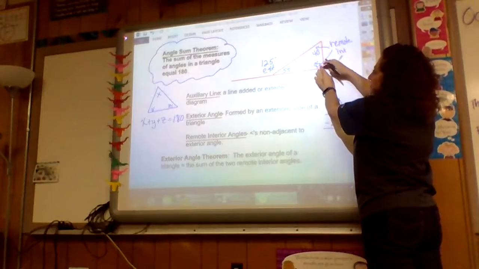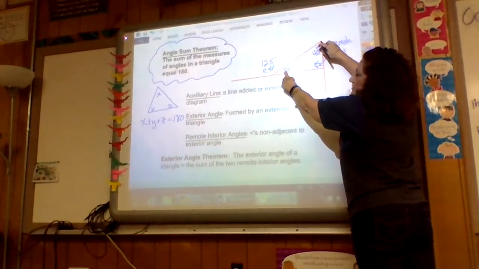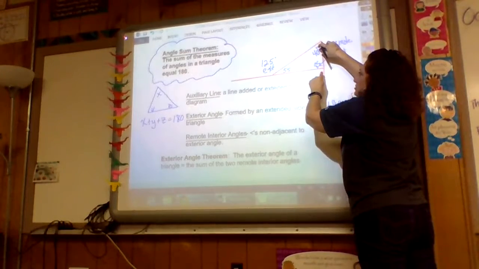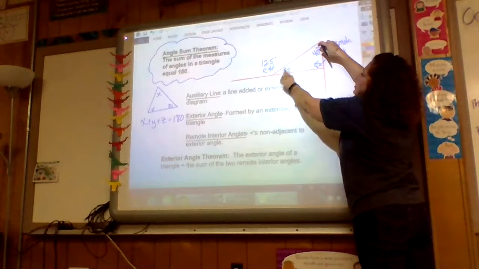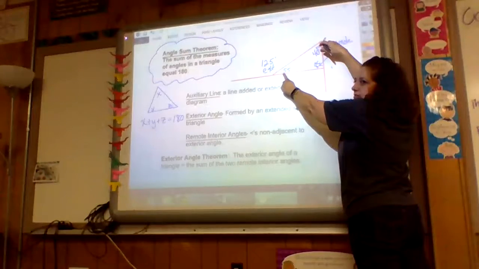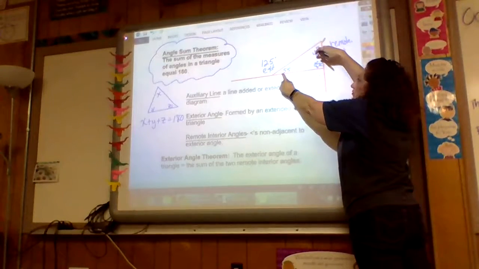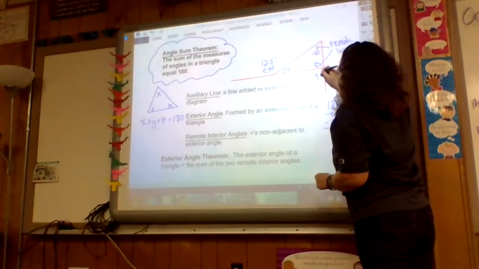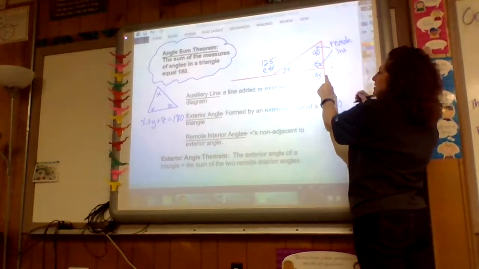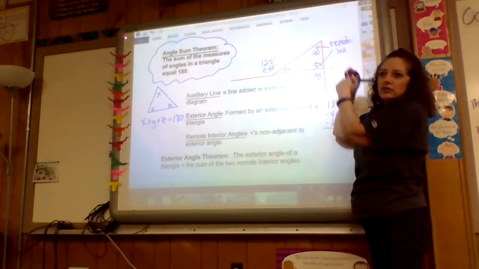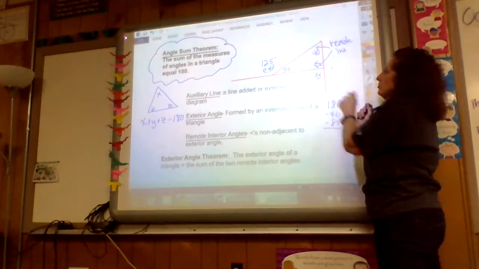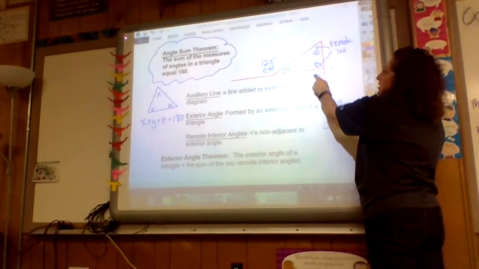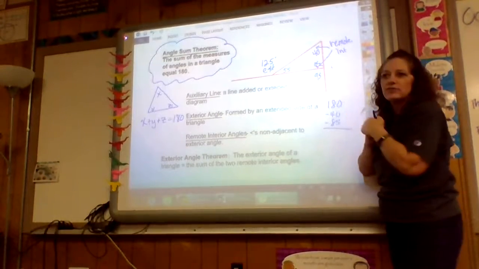Remote interior means not the one next to it, but the other two inside. Okay, these are my remote interiors to this angle. So the sum of these two would be? I can't add very good in my head. 4 and 5. 95. Okay, that's my angle. The angle on the outside is equal to the remote interiors on the other side of the triangle. You just add them up and you've got that angle. And if you check, subtracting from 180, you still get 95 from the 85.